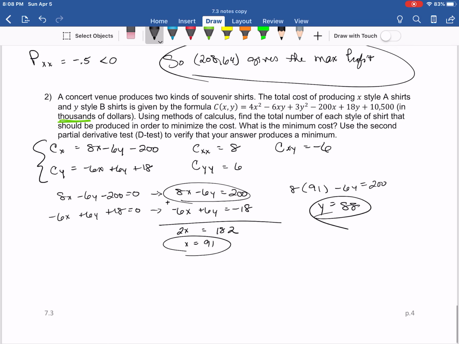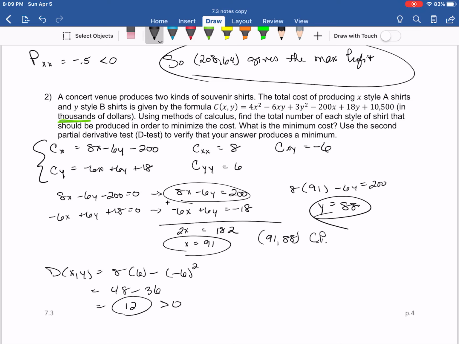In order to minimize my cost, let's make sure that I got the minimum with my critical point. 91, 88 is my critical point. Verify that it is a relative minimum. So we've got D. D is equal to 8 times 6 minus quantity negative 6 squared. 48 minus 36. That's 12. That's positive. So far, so good.